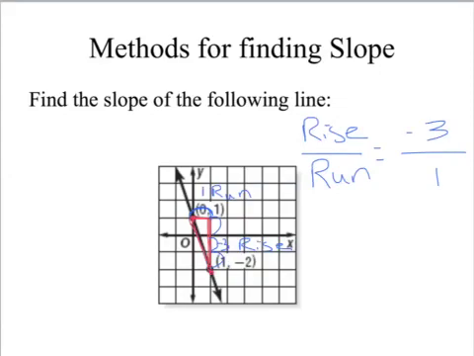And you can double check that just by thinking about reading it. If I start here and move to the left, the graph goes down over time, so that should be a negative slope. So you don't want to leave your slope as negative 3 over 1. Rewrite it as the slope equals negative 3.